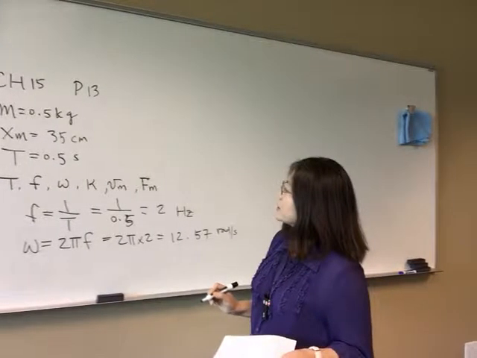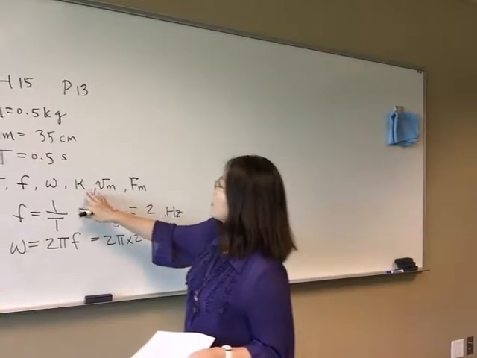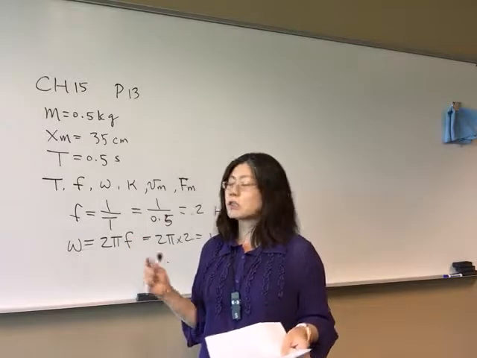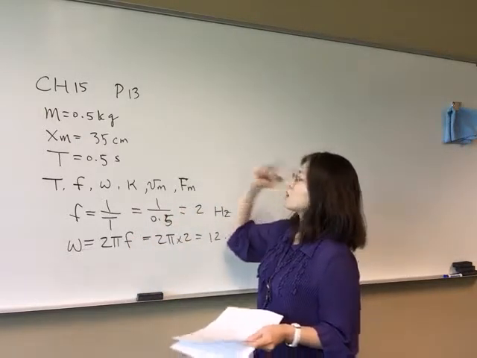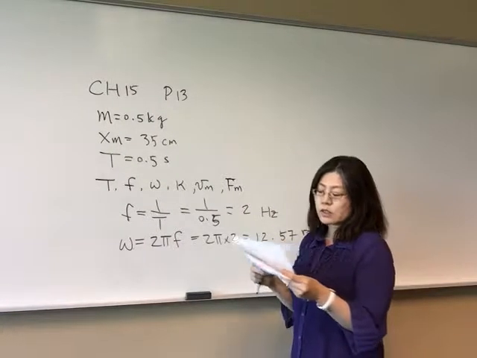And then you also find the spring constant. So how do we find the spring constant? If you recall, when you have an object in oscillatory motion, the period only depends on the spring constant and also the frequency, the angular frequency.